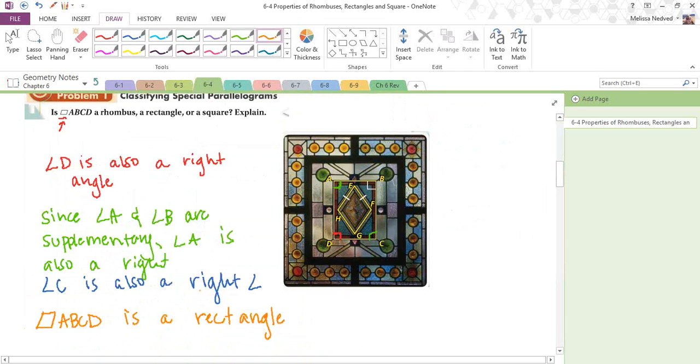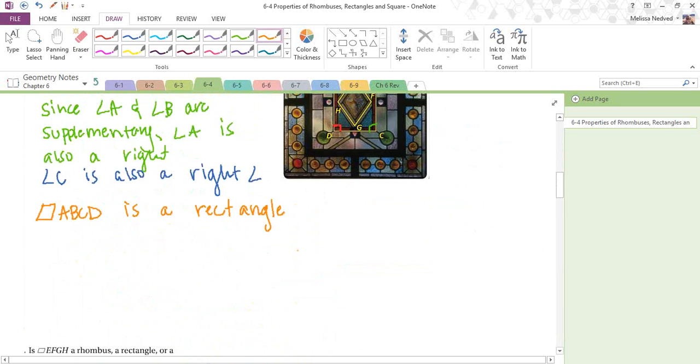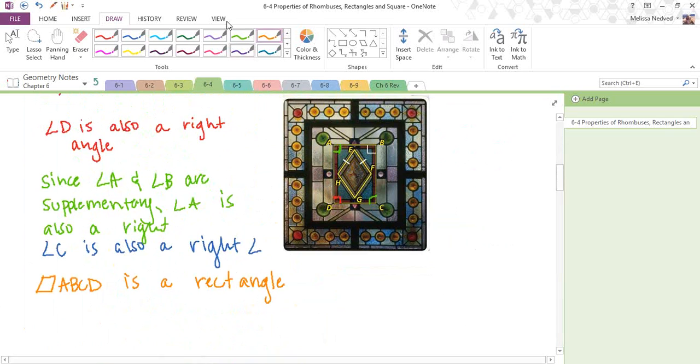Our next problem, we're going to still look at the same picture. But this time we're told that we have parallelogram EFGH, and we want to identify it as either rhombus, rectangle, or square. Same type of concept. Now we're looking at this inside figure. Again, this is a parallelogram. We know that because we're told that with that parallelogram symbol. So all those same conditions for parallelograms apply.